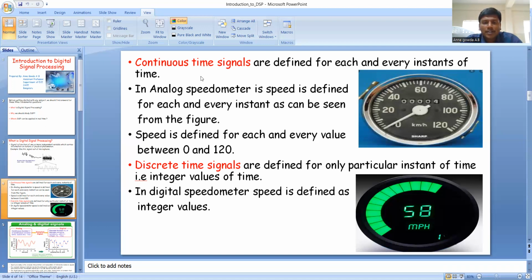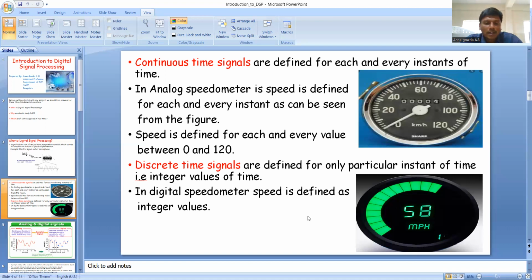So the counterpart of this continuous time signal is the discrete time signal. A discrete time signal is a signal whose amplitude is defined only at discrete instants of time. Discrete instants of time, in the sense, it is defined only for the integer values of time. The typical example shown here is a digital speedometer. If the speed is varying between 0 to 120, speed is defined only for the integer instants here. That is 0, 1, 2, 3, 4, 5, 6 up to 120. It cannot take any decimal value, irrational value, or rational value. It can only take the integer instants.